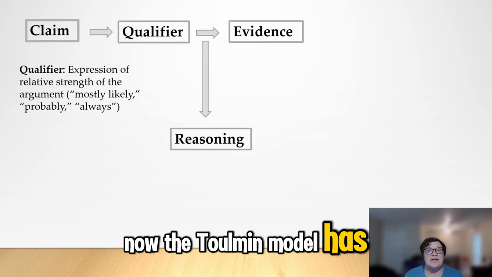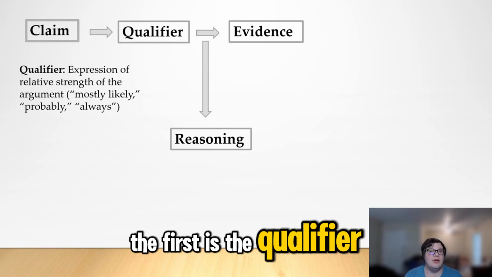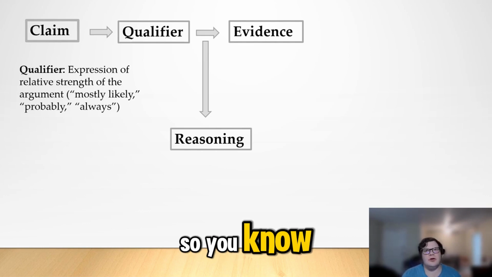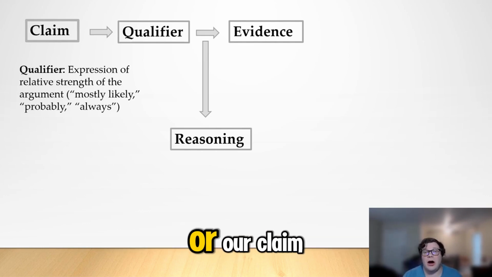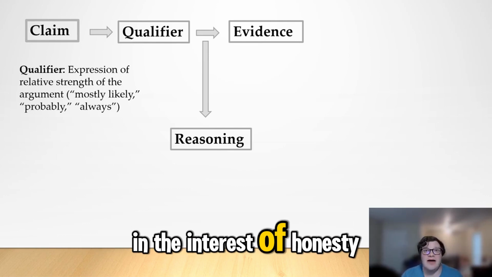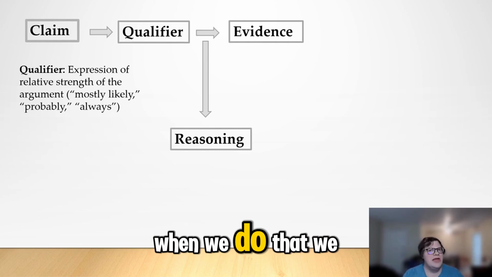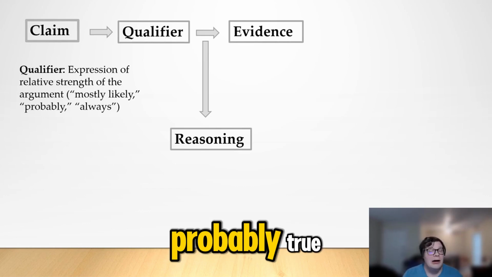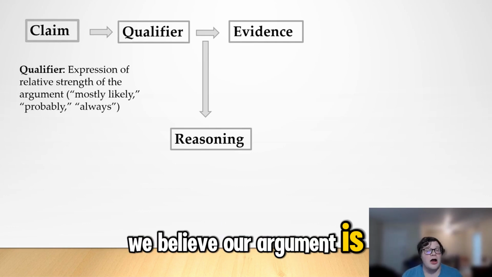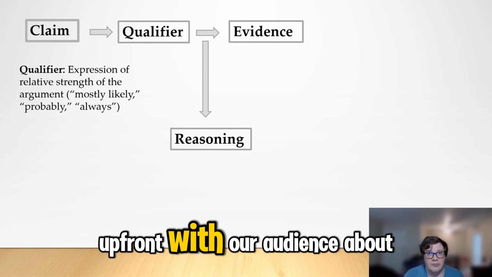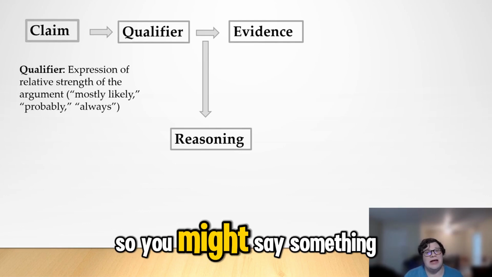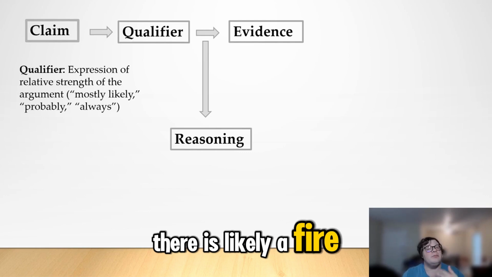Now, the Toulmin model has a few additional parts. The first is the qualifier. The qualifier is an expression of the relative strength of the argument. There are times we're not that certain in our argument or our claim, right? We're not 100% sure. And so we want to communicate that to our audience in the interest of honesty and transparency. When we do that, we might say things like, it's likely true, or it's probably true, or it might be true. Those words convey how strong we believe our argument is, and so we're being more honest and upfront with our audience about that. So when you see smoke, you might not be 100% sure that there's fire. So you might say something like, there is likely a fire because I see smoke.